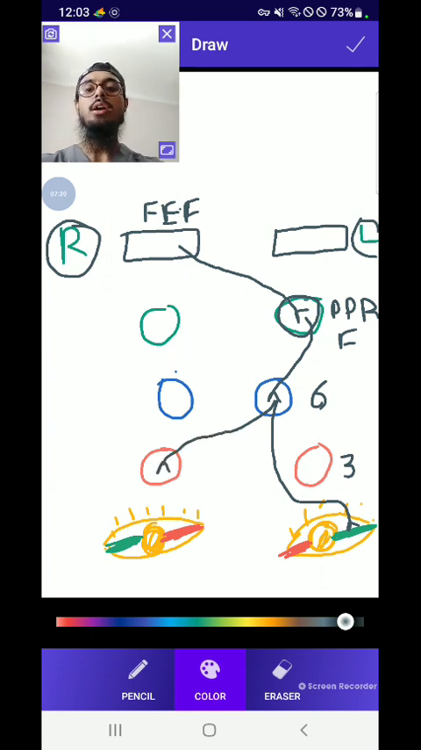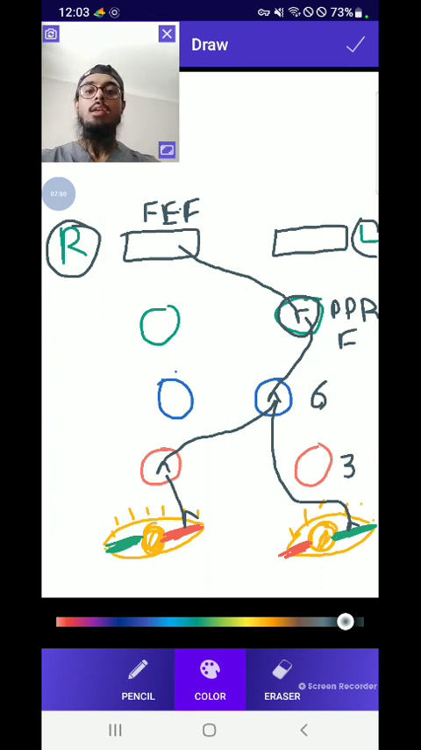What is the name of cranial nerve 3? Olfactory, optic, oculomotor. Oculomotor is cranial nerve 3. So now cranial nerve 3 sends the axon to the medial rectus muscle of the right side. So this is the whole pathway.